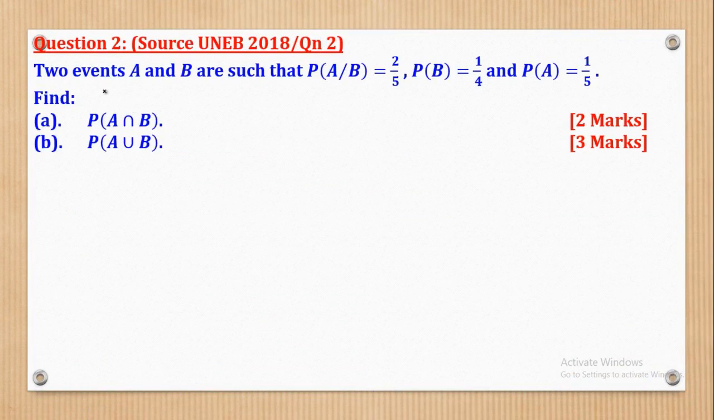So that was question 1. Now we shall go to question 2. Question 2 came from UNEB 2018 paper 2 question 2, and it says that two events A and B are such that probability of A given B is equal to 2 over 5, probability of B is equal to 1 over 4, and probability of A is equal to 1 over 5. Find part A, probability of A intersection B, and part B, probability of A union B.